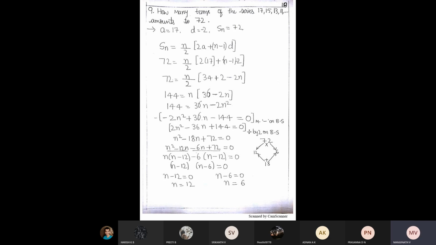Copy the problem. Okay, you can copy it till 144 is equal to 36n minus 2n square. Till there you can copy. After that, I'll try to explain.